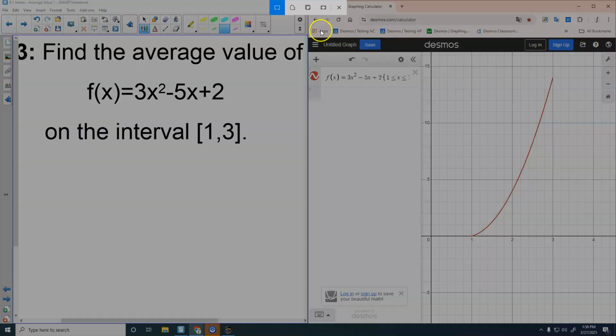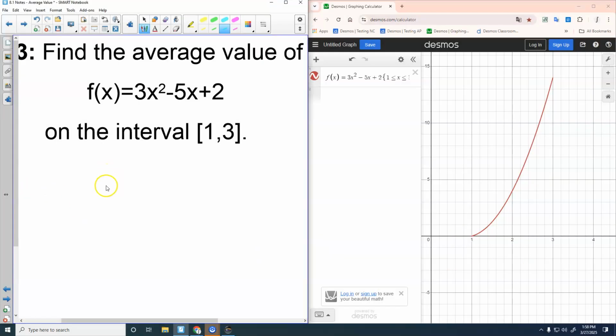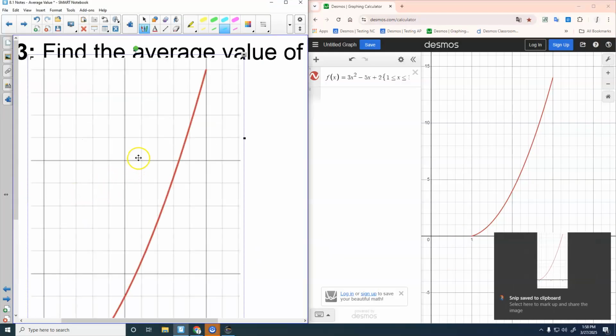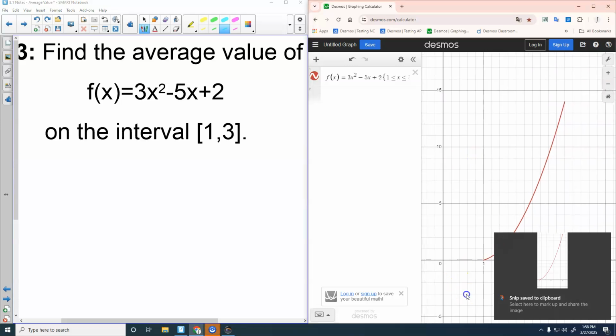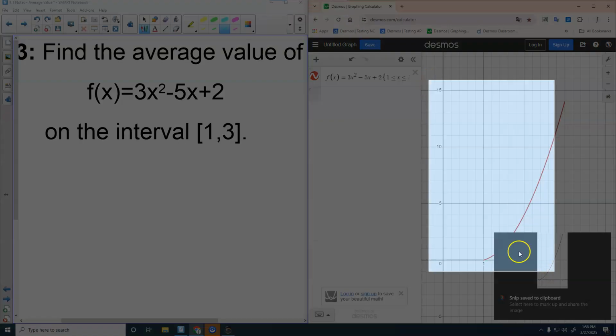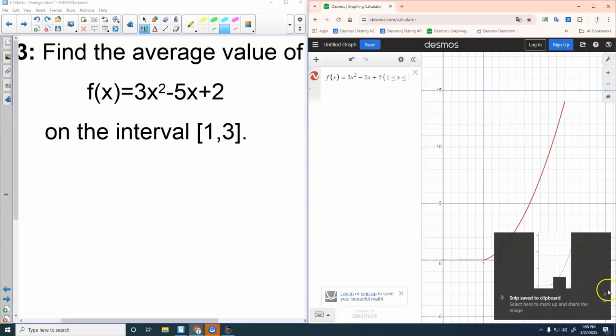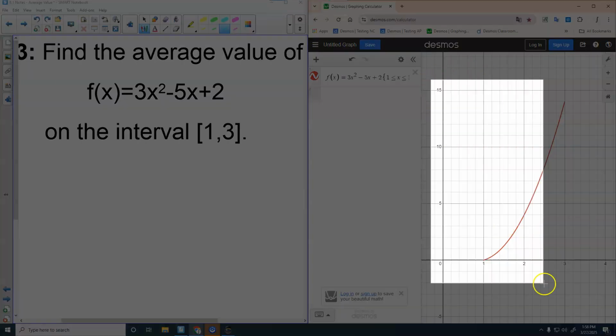And if I screenshot that one, actually, mess it up. Here.